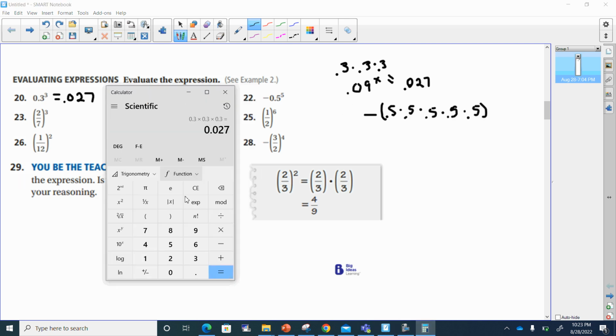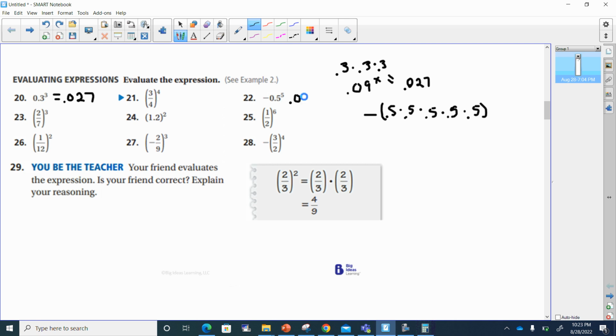So this is going to be 0.5 times 0.5, that's 2, that's 3, that's 4, that's multiplying it to itself 5 times, and that's our answer. 0.03125. Make sure I wrote that right. Yep. All right, let's move on to number 24.